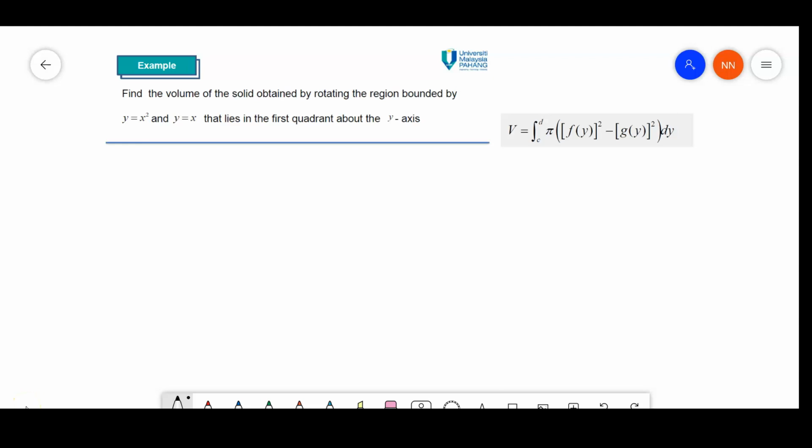Example 2: find the volume of the solid obtained by rotating the region bounded by y equals x squared and y equals x that lies in the first quadrant, and we want to revolve about the y-axis. Alright, so let me sketch first.